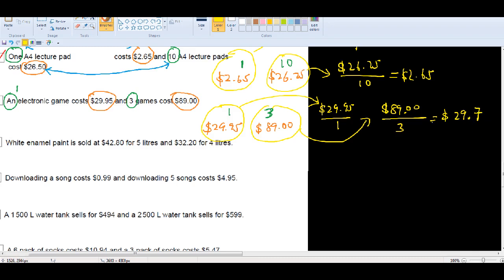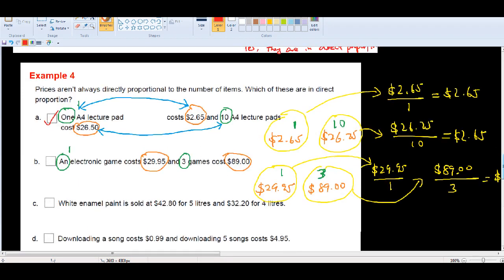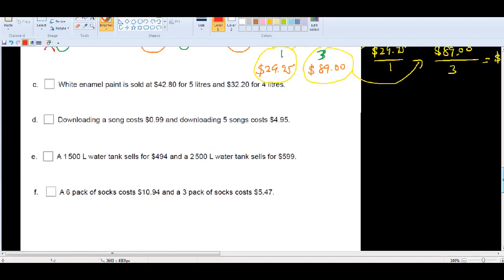So when you look at these two numbers, are they the same? The first one should be 29.95, the second one 29.7. Of course they are not the same. So that's why this is not, because they need to identify whether it is in direct proportion. So the second one is not in direct proportion.